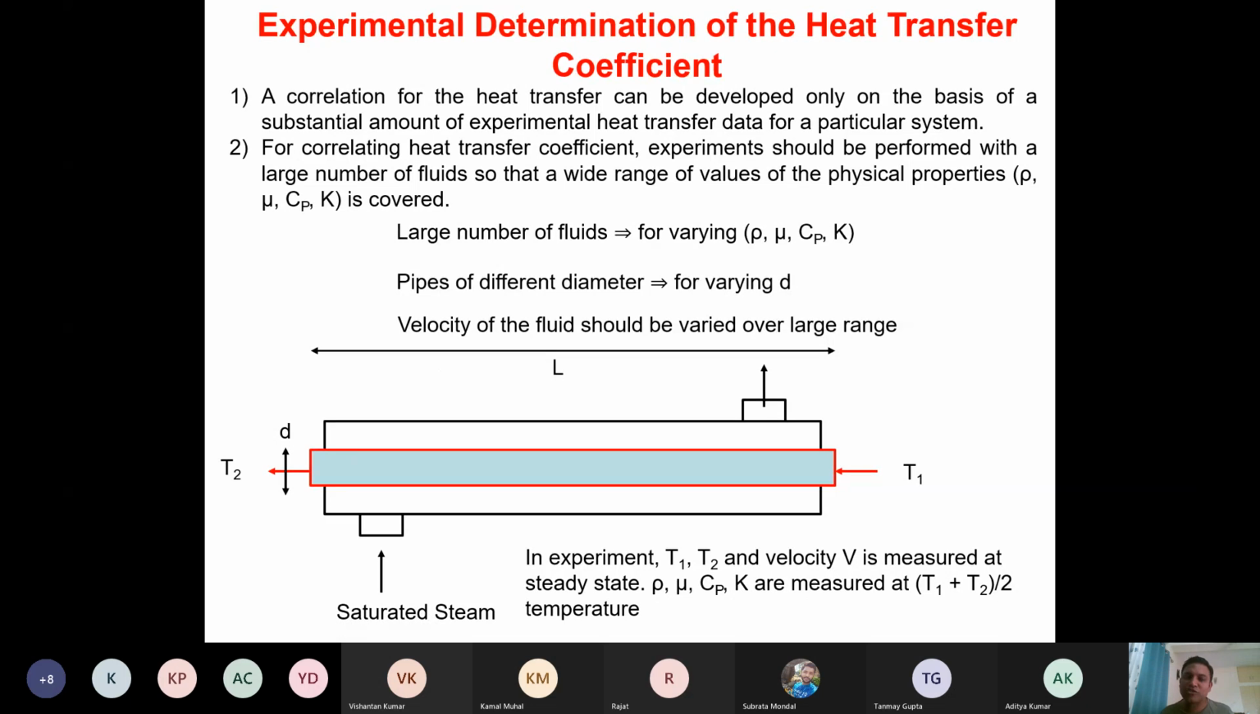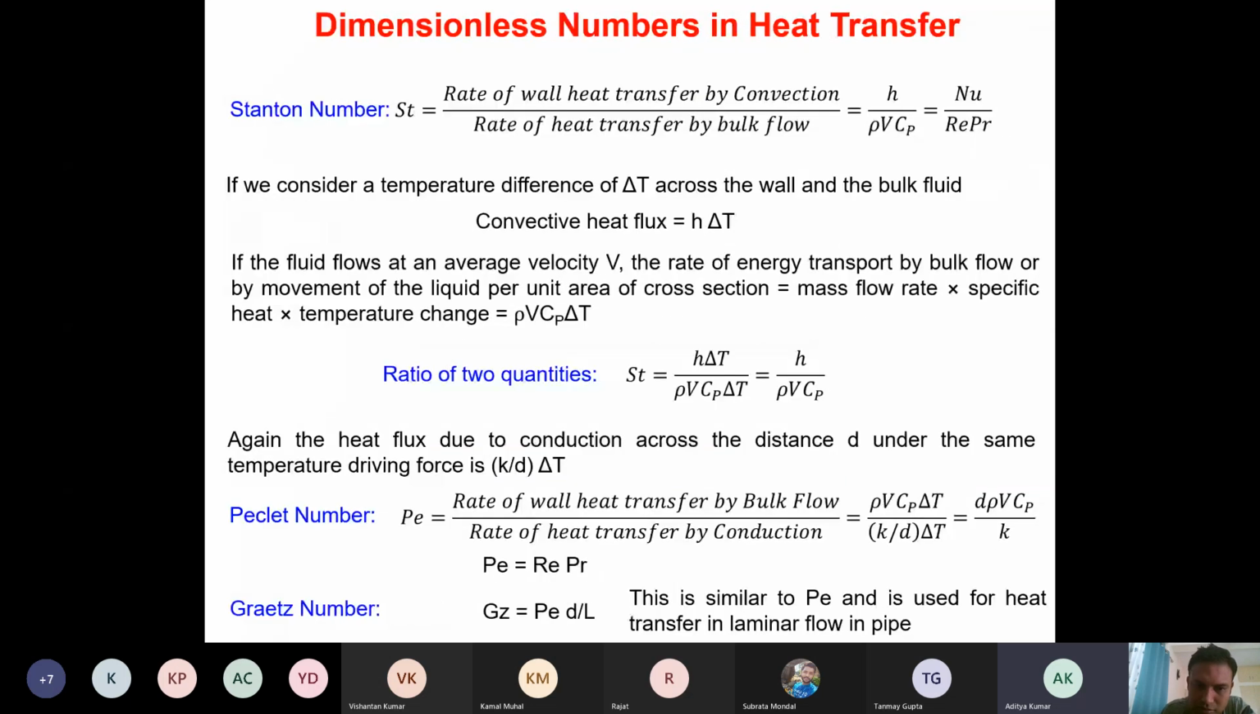So again we have started logically, isn't it? Yes, please go ahead. Sir, as you explained the physical meaning of the Nusselt and Prandtl numbers, can you briefly tell the physical significance of the Stanton and Graetz numbers?